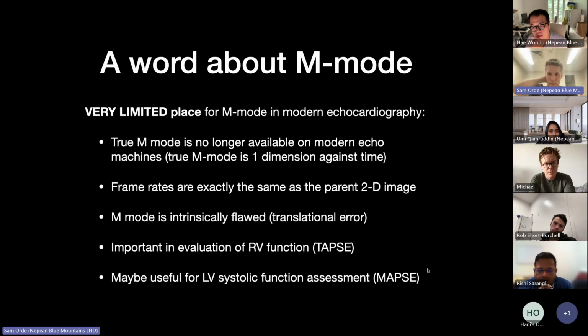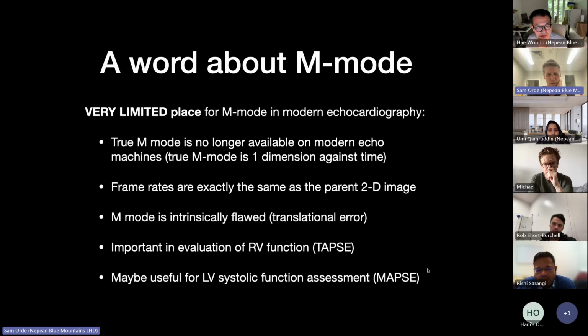So I bagged out M mode a bit there. And I don't think M mode is great for that LV size measurement, but I'm not sure we need to throw it away completely. The true M mode that we talk about isn't really available as it was on older machines. Most of the M modes that we have, frame rates are actually pretty similar to the 2D pictures, because the 2D pictures are getting much better, and M mode by itself isn't as perfect as it once was. But it's not perfect because obviously if you've just got one line, you can have things flowing in and out of it. That's called translation error. It makes it a bit tricky sometimes to make measurements that are perfect, but it's definitely good for RV systolic function.